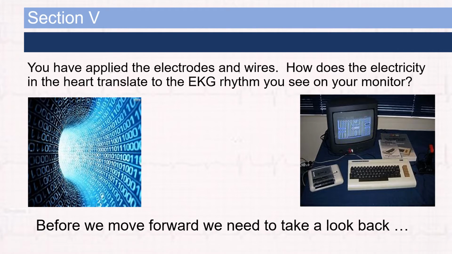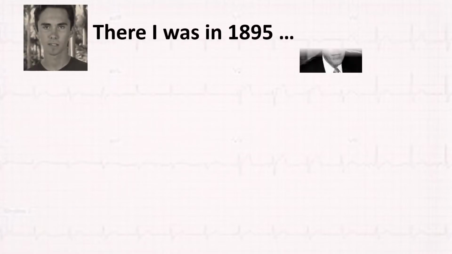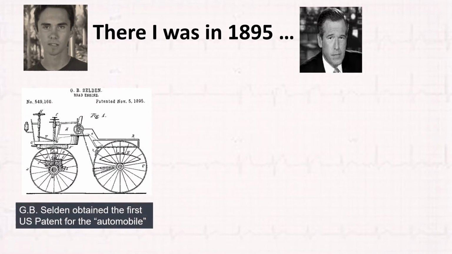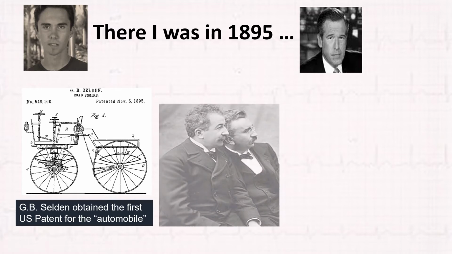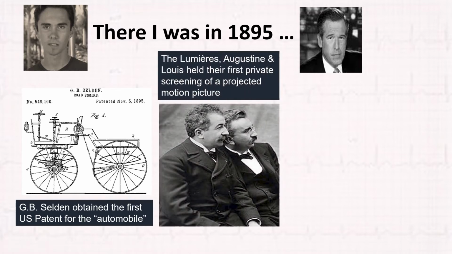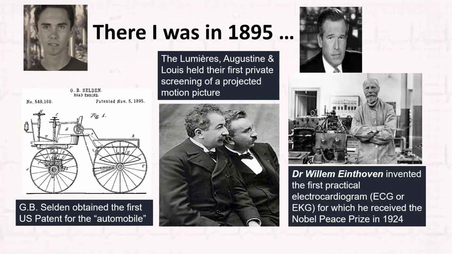Before we move forward, we need to take a look back. So there I was in 1895. G.B. Selden had obtained the first U.S. patent for the automobile, or his version thereof at that time. The Lumière brothers, Auguste and Louis, held their first private screening of the projected motion picture. And Dr. Willem Einthoven invented the first practical electrocardiogram, or the ECG or EKG as we know it today, for which he received the Nobel Prize in 1924.